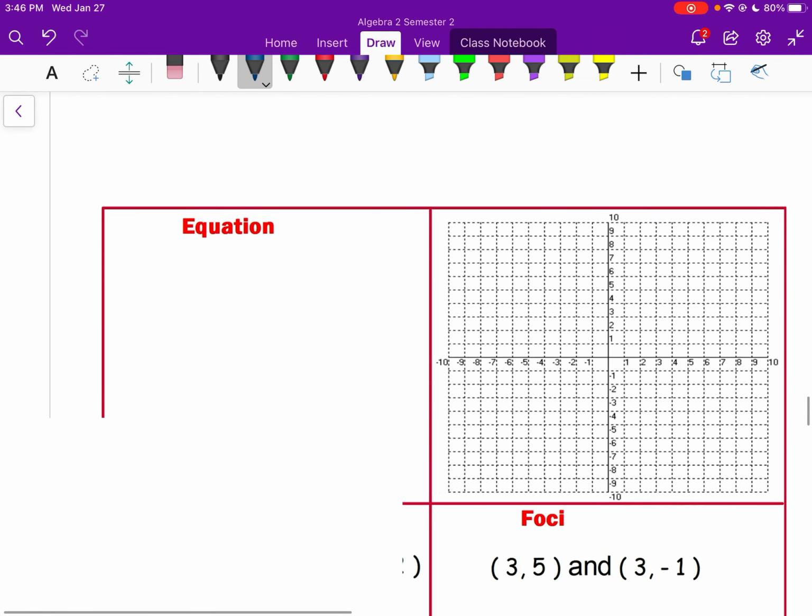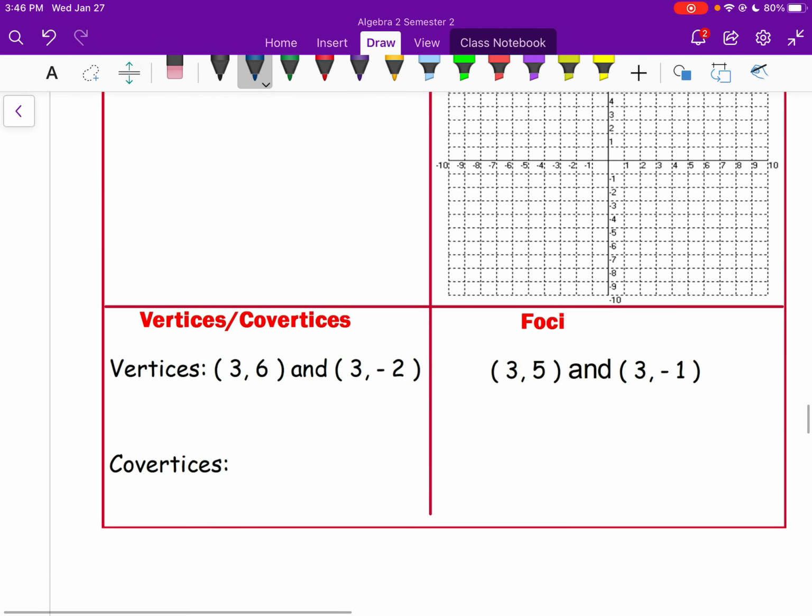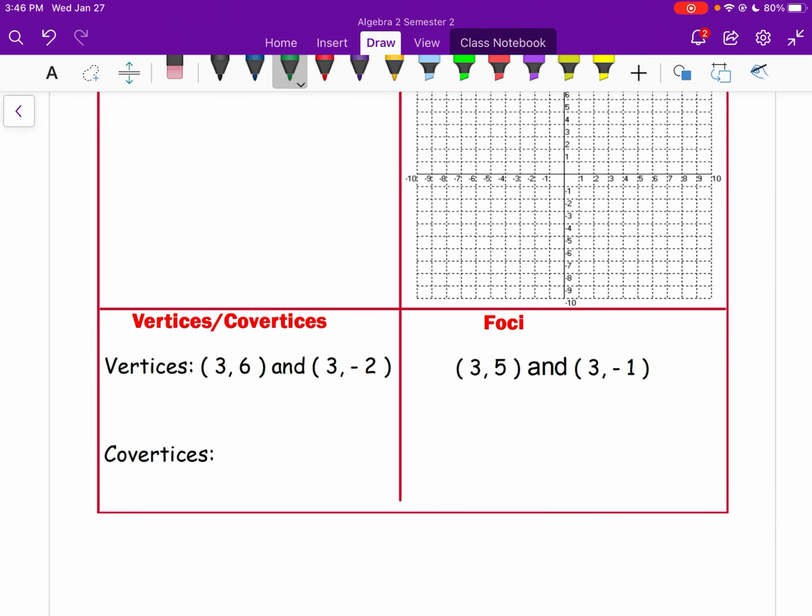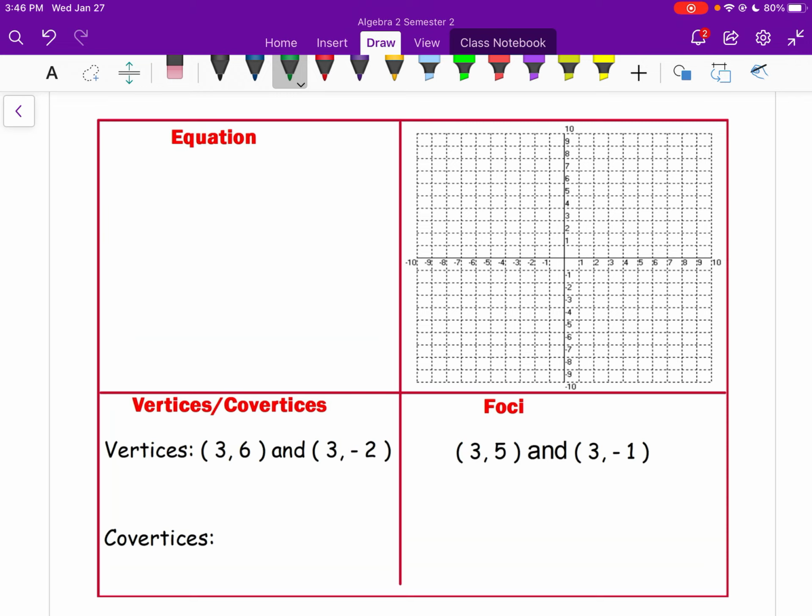Okay, so on this next one, now we're given the foci and the vertices. So let's go ahead and plot those. We got 3, 6, 3, negative 2. Even just from those points right there, we can figure out our center. The middle of 6 and negative 2, that's a distance of 8. So divide that by 2, we get 4. That's going to put us at 3, 2.